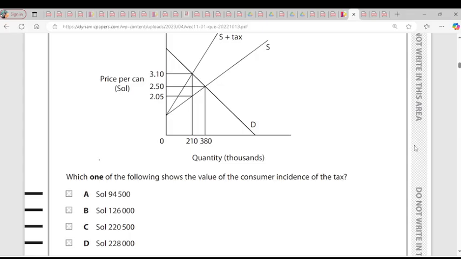Show her, please. Show her the calculation. Oh, okay. 3.10 minus 2.5. Yeah, don't you see? Equals 0.6. Oh my god, my risk math. Yeah, okay.